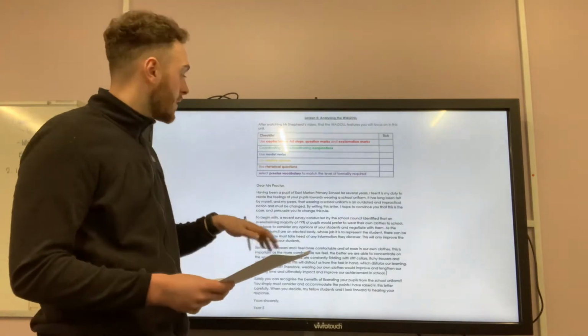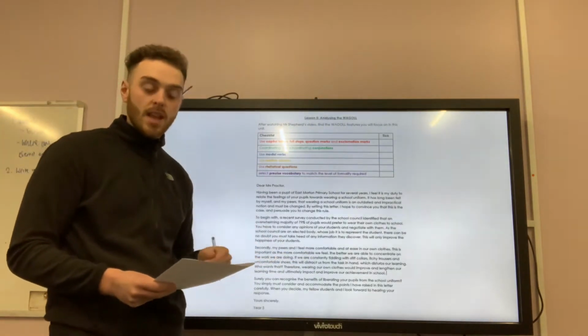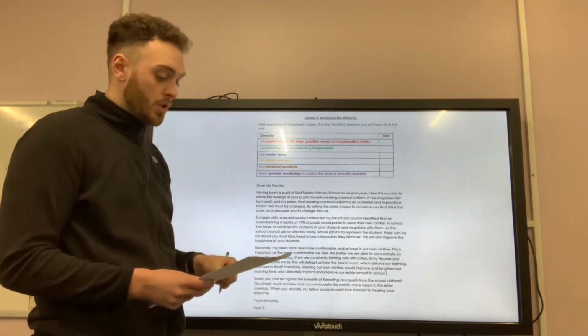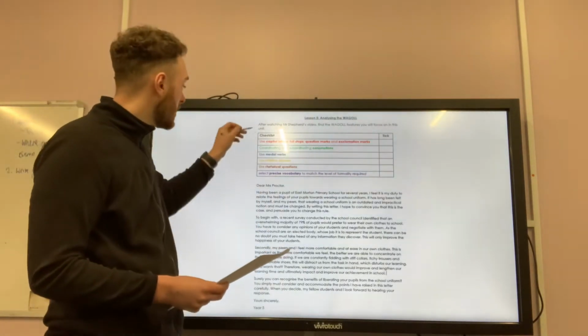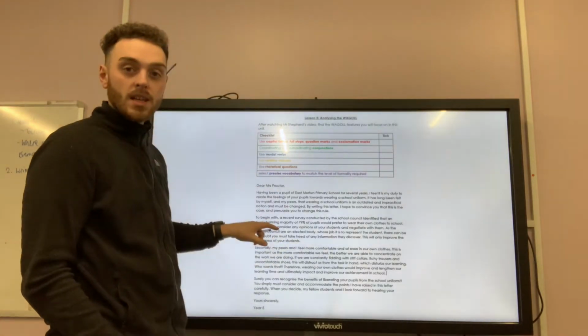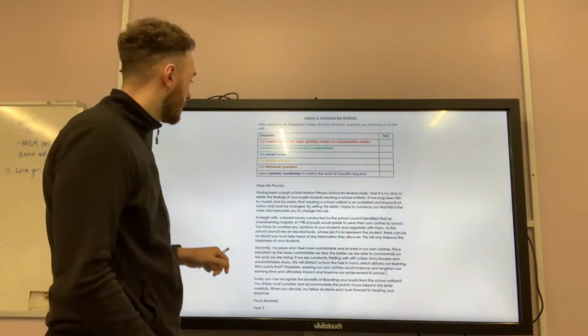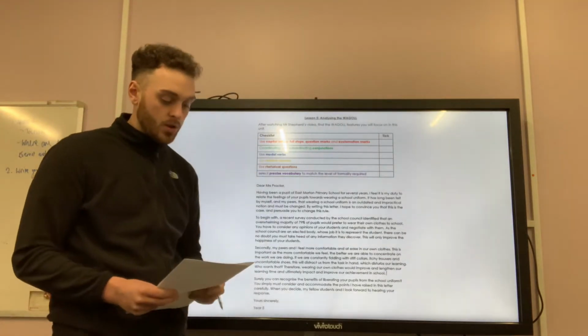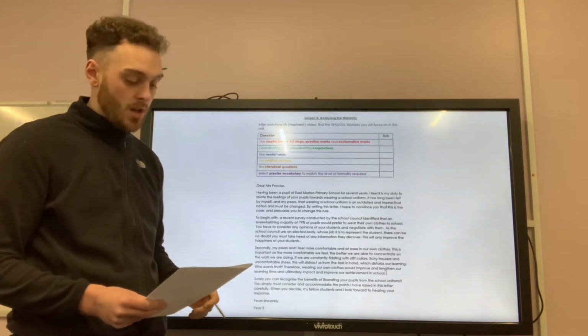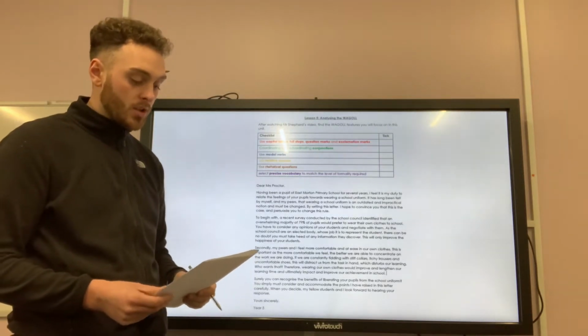Okay, so I've included some different techniques in there, and some of which is what we're going to look at today. So your task today is to look at this checklist that we have at the top, okay, and find them within the WAGOLL, within the letter. So on our checklist, we've got to use capital letters, full stops, question marks, and exclamation marks. We have coordinating and subordinating conjunctions.